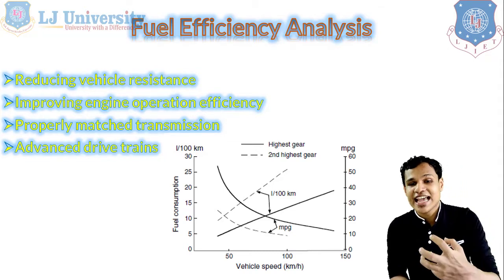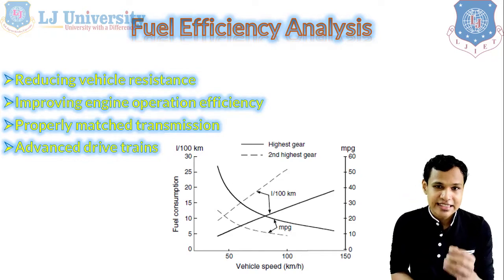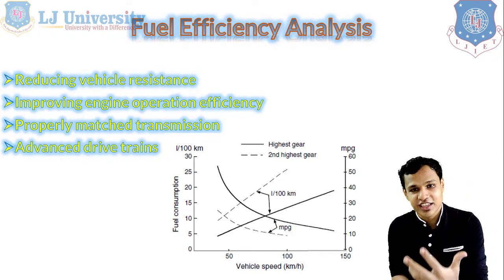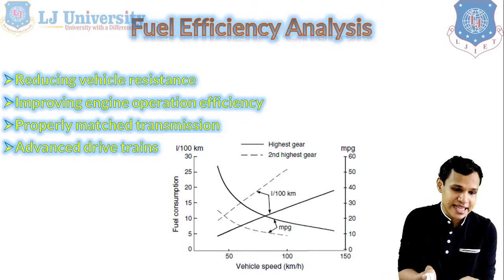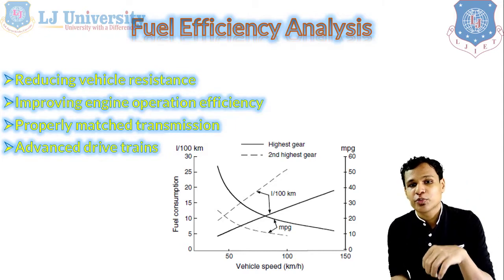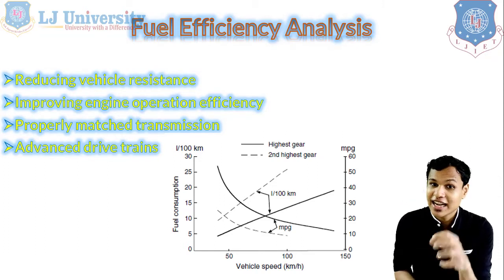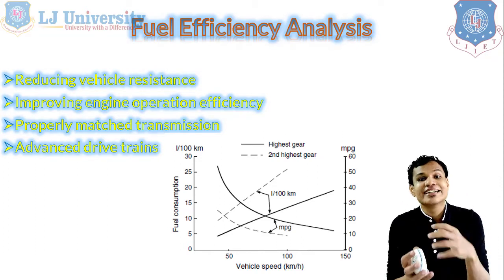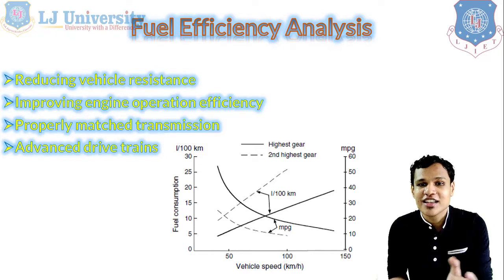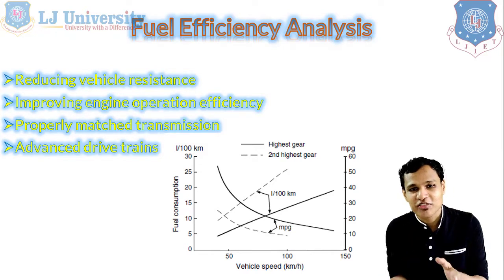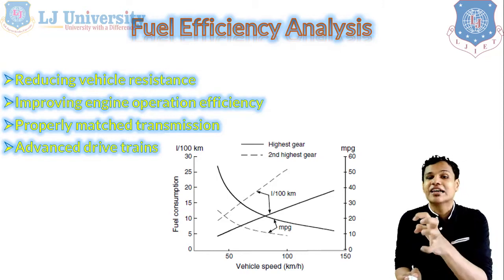Also improving the engine operation efficiency. The operation efficiency will be improved with the help of an electric vehicle compared to the IC engine. Also we will have to properly match the transmission. That part will be properly done in the case of EVs, because EVs use an electronic based gear matching system, or we can say electronic based speed control, right?